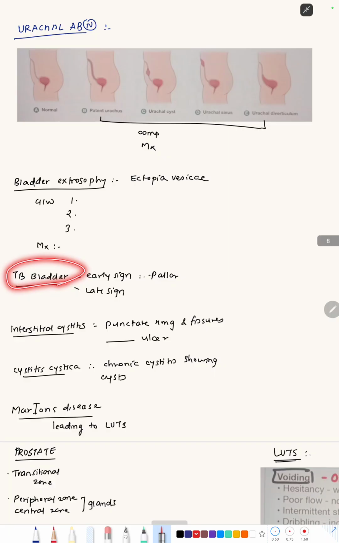In the TB bladder, the early sign is pallor around the orifice, and the late sign is going to be golf-hole ureteric orifices or thimble bladder. In interstitial cystitis, punctate hemorrhages and fissures are seen, and the characteristic ulcer associated with it is called the Hunner ulcer. Then cystitis cystica, where chronic cystitis is seen and a lot of cysts are seen. Then Marion's disease, which stands for hypertrophy of the internal urethral sphincter, because of which it leads to lower urinary tract symptoms. Now the next is going to be the prostate.